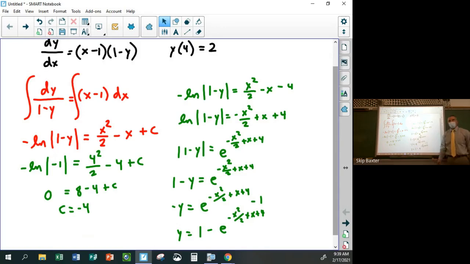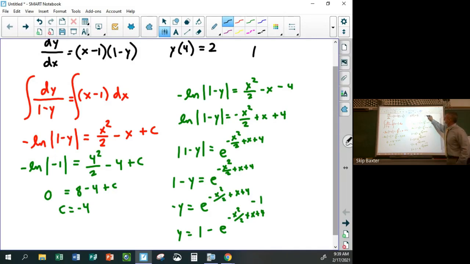So what I'm thinking, and I don't know if this is right or not, is that when you have the absolute value of something, 1 minus y, it's either equal to that stuff or it's equal to the negative of that stuff. You know what I mean? It's this if 1 minus y is greater than or equal to 0. So in other words, if y is less than or equal to 1, it's that. And if y is greater than 1, it's that.